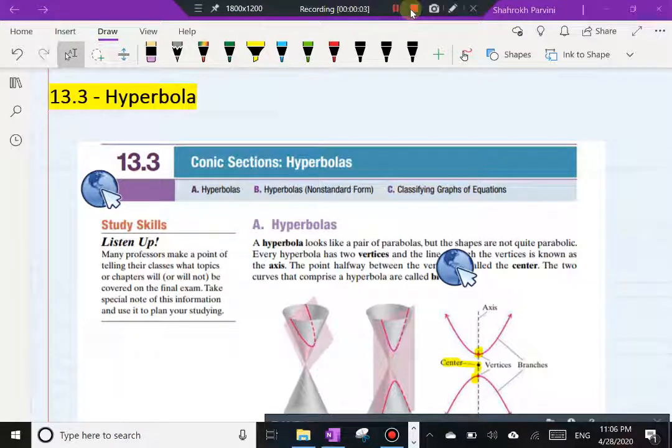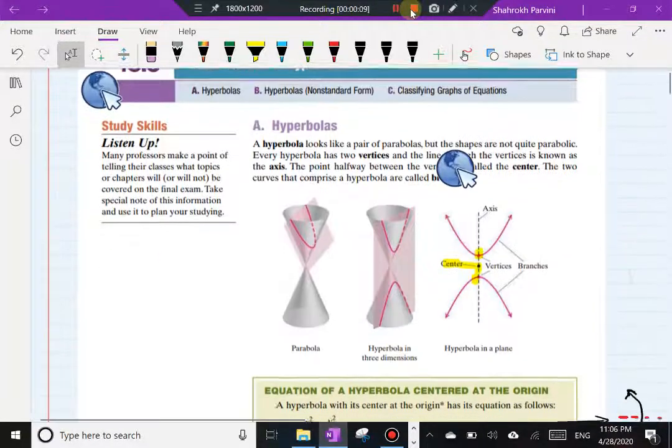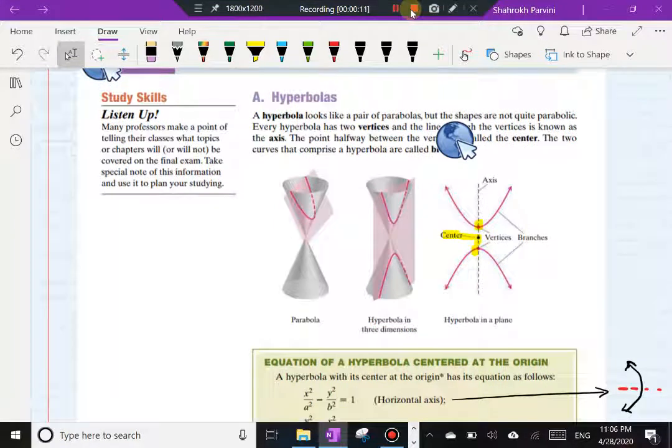In 13.3, we're going to look at the fourth and the last of our conic sections, namely the hyperbola. So here's a schematic on how a hyperbola could be created.